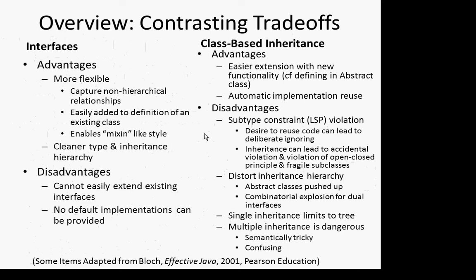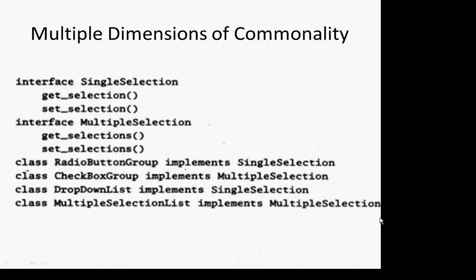Class-based inheritance has the advantage of reusing implementation, but you have to be very careful about the substitution principle in terms of reusing it. And you can get situations where you distort the inheritance hierarchy because you can't inherit from multiple things at once, and you end up kind of force-fitting a lot of functionality into one class. Okay, things from two conceptually different areas. It turns out multiple inheritance is dangerous.